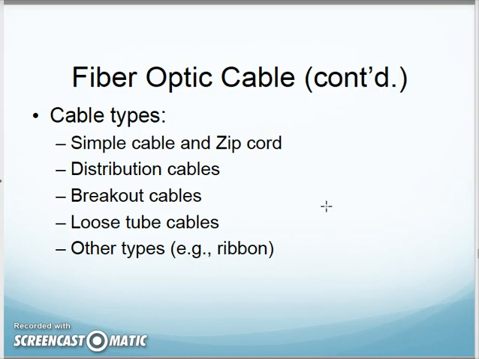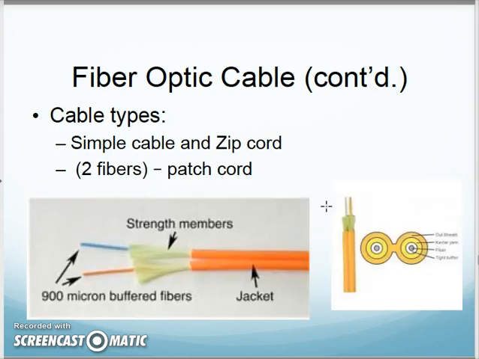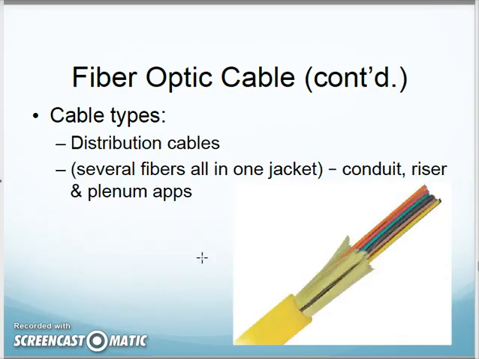And then the book talks about a couple different cable types, so let's take a look. First one they mention is zip cord, simple cable zip cord. This is probably the one that you would most encounter. It's two strands, send and receive, connected together almost like a figure eight. That commonly gets used as patch cable or cord between switches, if you will, or between closets. Distribution cable actually is one large jacket with a number of smaller fibers inside. Again, this could get used between floors in a building, that sort of thing.